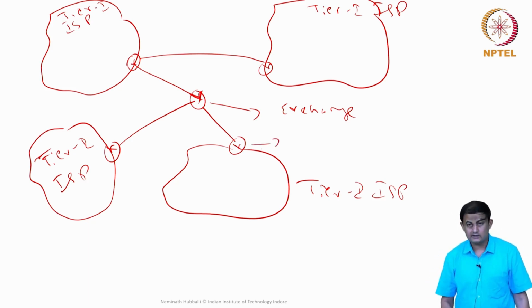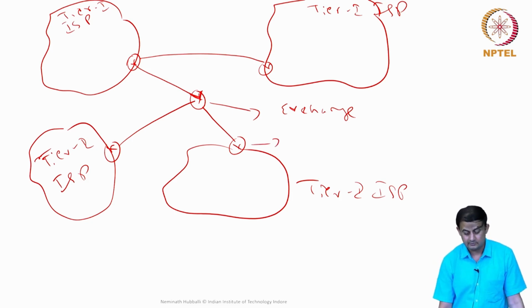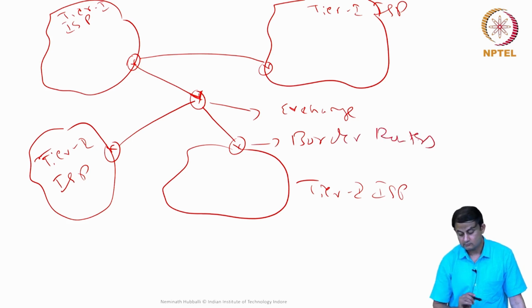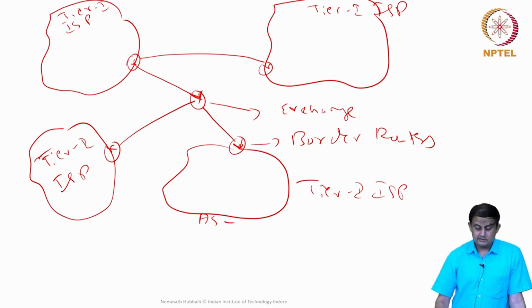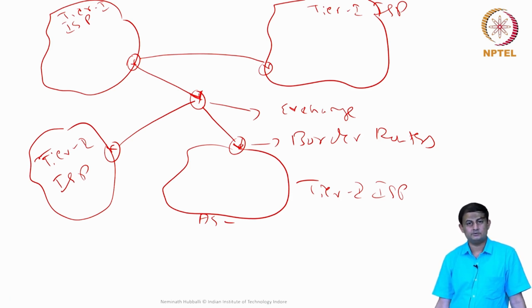These routers which are sitting at the edge of their network are called the border routers. So you can think of this as one autonomous system. At the autonomous system boundary, you have the router, and that router is called the border router. And typically these tier 1 ISPs do not provide internet services to the end users, be it the home user or the institution subscriber.